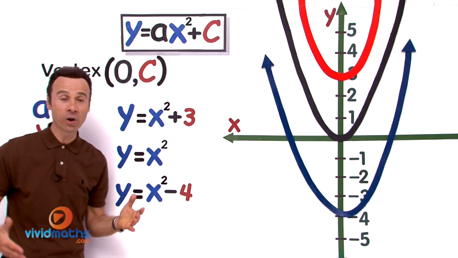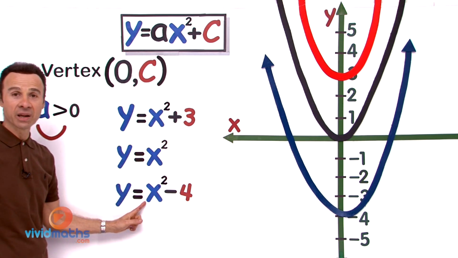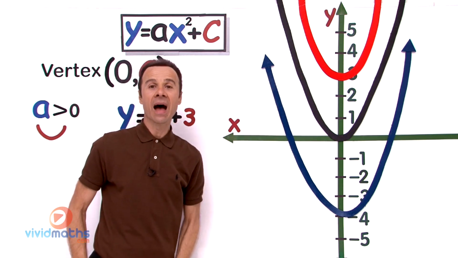Now notice that all of them have a positive A, meaning that they're all smiley faces and pointing concave upwards.